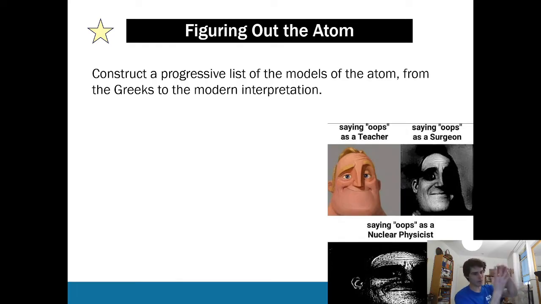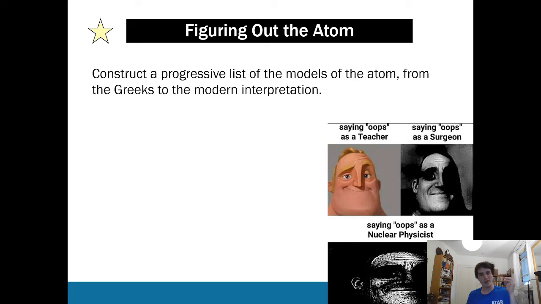Now, going on from the plum pudding model, we have the nuclear model. That came about because of the Geiger-Marsden gold foil experiment, right? They shoot a whole bunch of alpha particles into a gold foil. Just as a quick side note, I really think it's a good idea to have the nuclear model and the gold foil experiment linked in your mind permanently because they work together really closely.